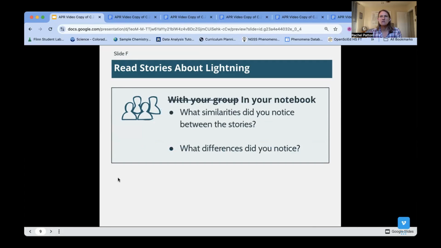And if you choose to read more than one, you can answer these questions yourself about similarities and differences between the stories. If you didn't, which is totally fine, when you get back to class, ask some classmates about the stories they read so you can get a sense of some of the similarities and differences.